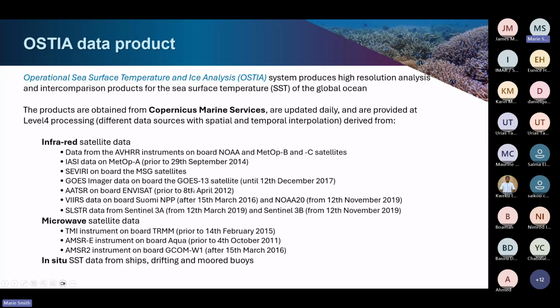So in this case, the OSTIA data product makes use of many different satellite products. So they have lots of infrared satellite data, and you can see these, the ones that are listed here, are covering different time periods. But luckily they have similar characteristics, so it is possible to create a climate record from them. They also make use of microwave satellite data. This is very helpful for filling in the gaps in space and time. And then they also use in situ sea surface temperature data from ships, drifting and moored buoys. And this is in order to correct for any biases in the satellite data.